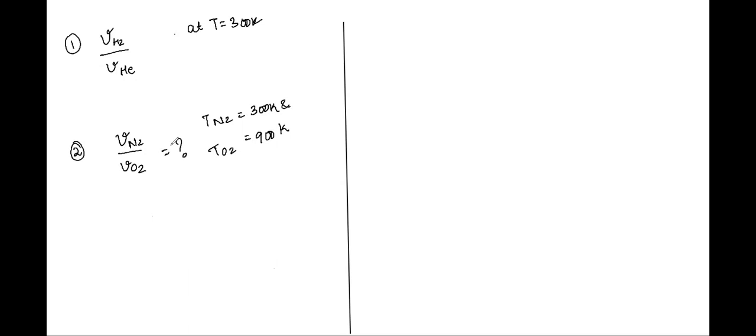Now we need to find these velocity values. Remember, for the gamma values, all of you have already done this: gamma is equal to 1 plus 2 by f, where f is the degree of freedom. This is a monoatomic gas and this is a diatomic gas, right? So now you'll know the gamma value.